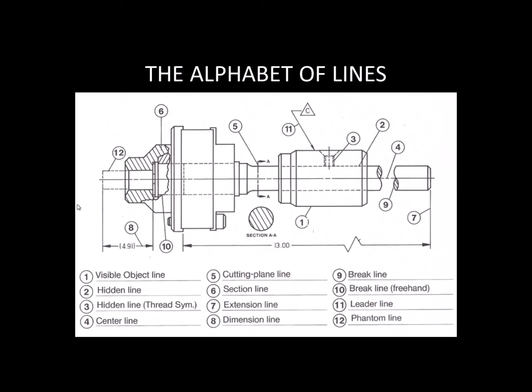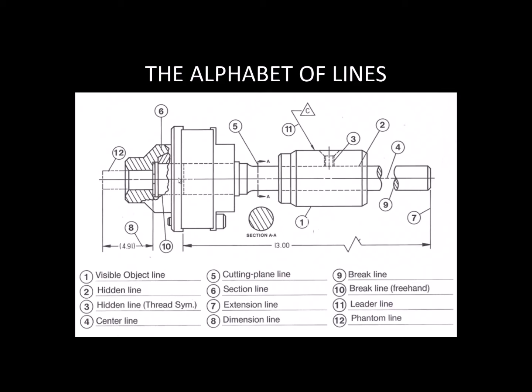So the alphabet of lines just refers to the different kinds of lines that we see on technical drawings. And here that mentions 12 of them. We don't use all of these in the industrial drawing class, but there are several that we'll encounter and work with. And some of them have the names of things that we saw in layers, right? Like there was a hidden line type in the layer manager. Well, take a look. Number 2 is a hidden line.